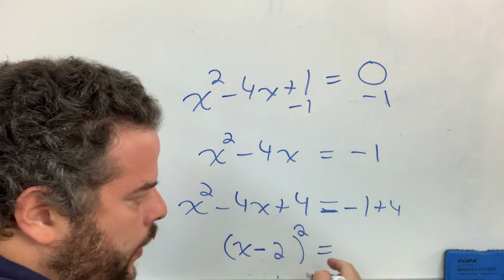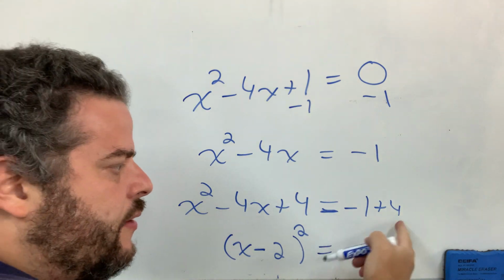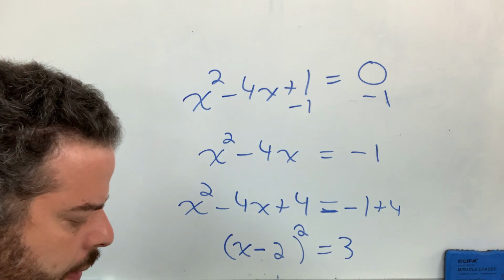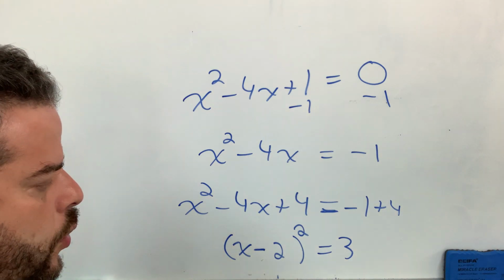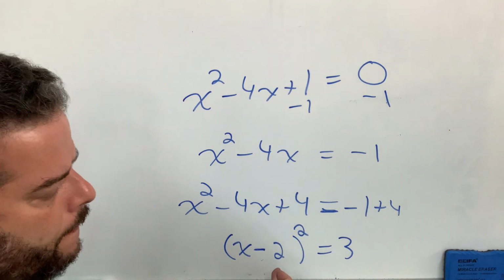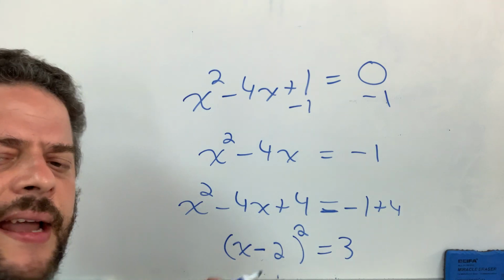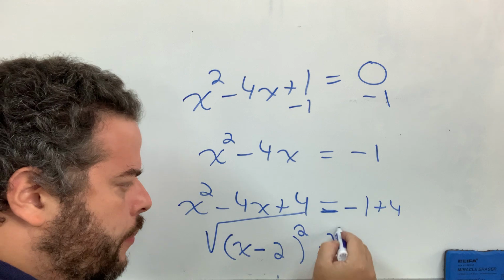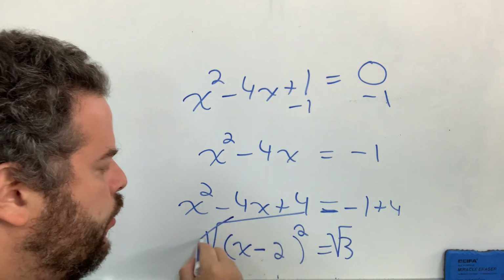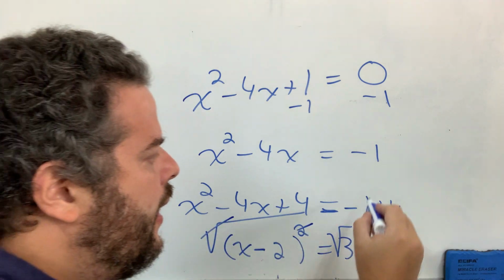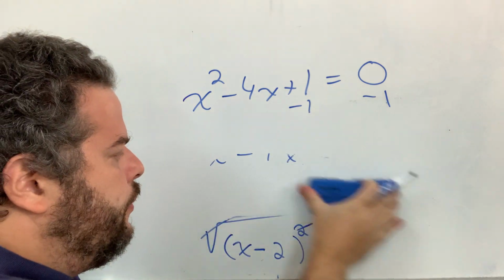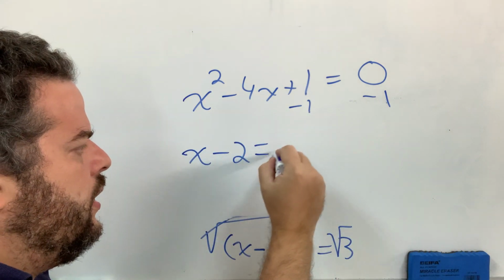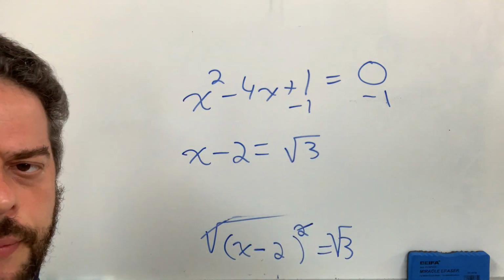Now, what do I do here? Continue working. -1 plus 4 is 3. I'm left with this particular equation. In order to isolate my x, you're going to do a square root of both sides. The square root cancels the second power, and you're left with x minus 2 equals the square root of 3.